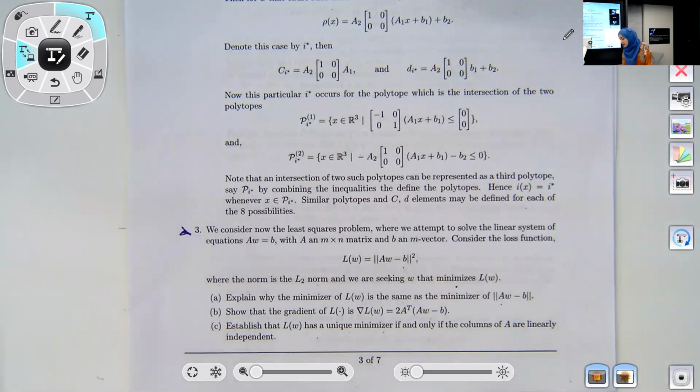In part A, they ask, explain why the minimizer of L of omega is the same as the minimizer of the norm of A omega minus B. So in part A, we need to explain why the minimum point for L of omega is the same as the minimum point for the norm of A omega minus B. Let's try to prove it together.